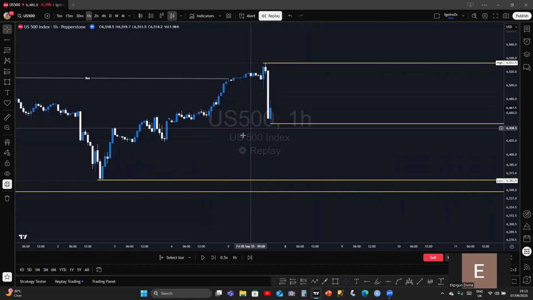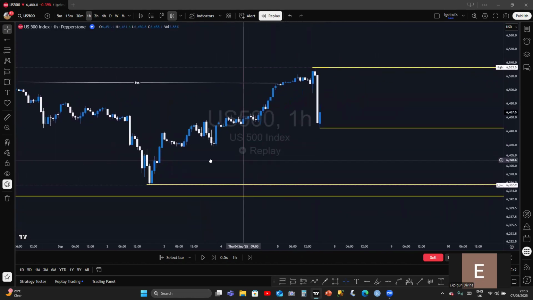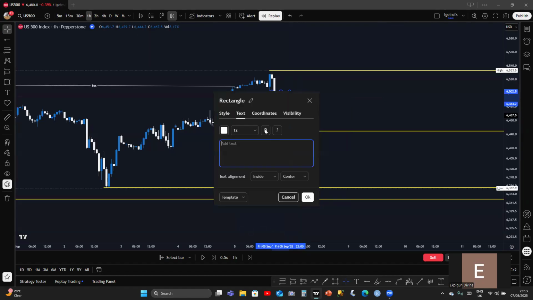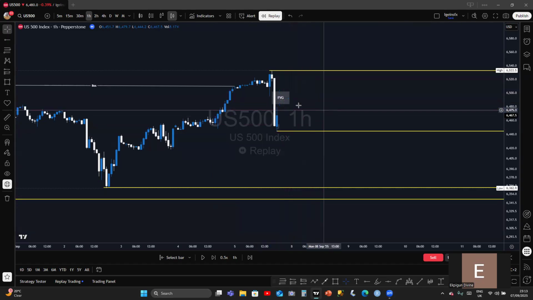And apart from that, you will see that there's a fair value gap here. Fair value gap here. There's a fair value gap here, FVG.